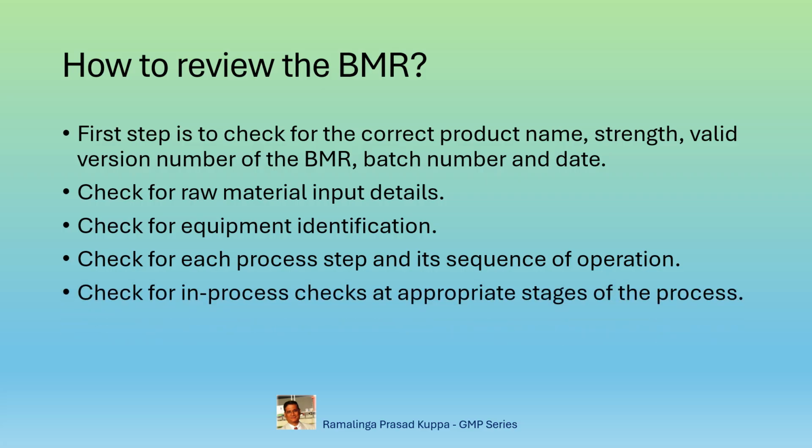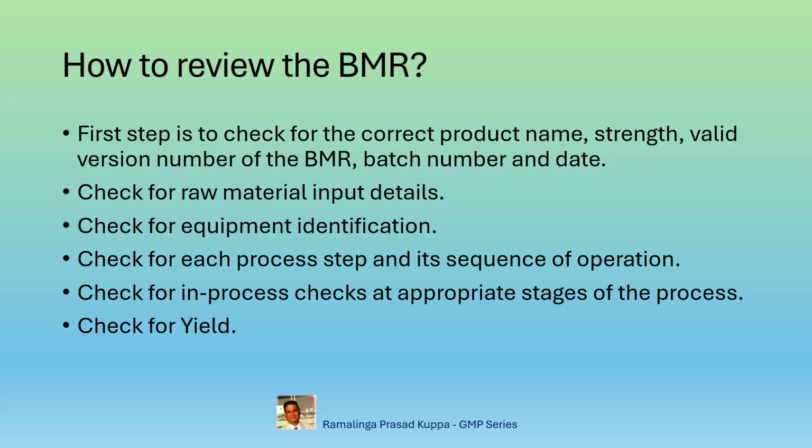Check for in-process checks at appropriate stages of the process. Reaction completion tests, monitoring of temperature or pH, or any other critical in-process controls should be checked. Also, it should be checked whether the particular step was carried out after the approval by the objective evidence of in-process result.